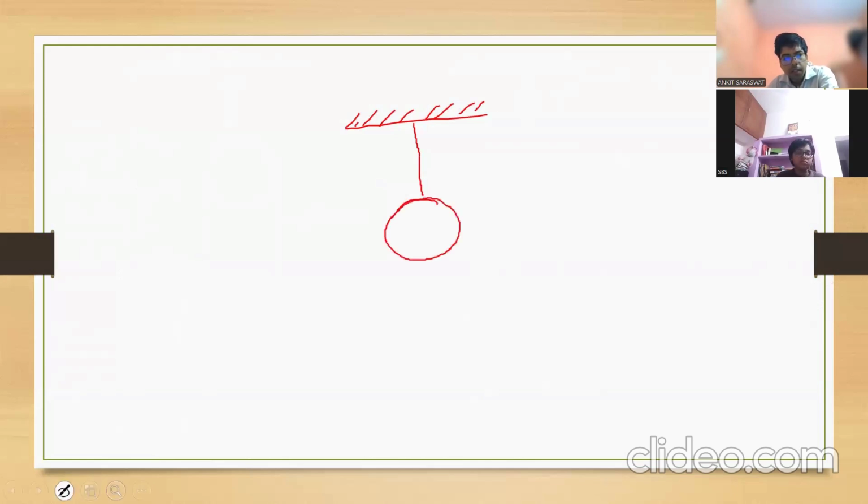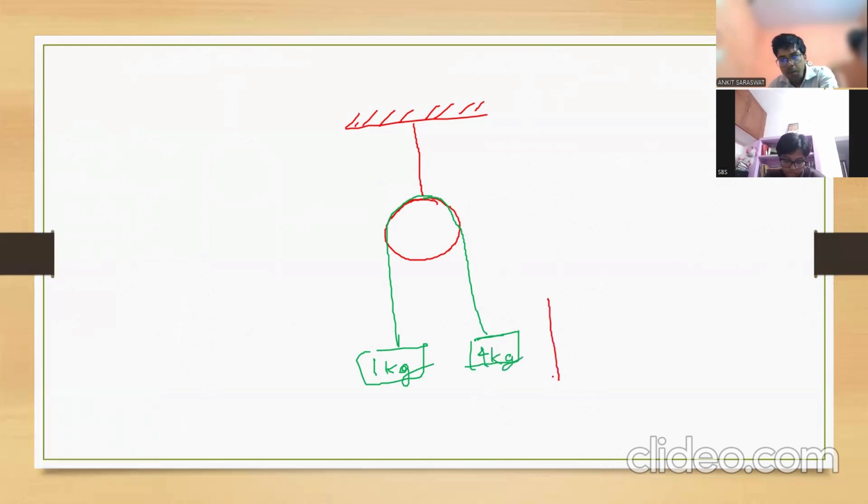Here the string is like that. This is a 1 kg block. This is a 4 kg block. Since the pulley is fixed, this 4 kg block will move down with acceleration A, and then the 1 kg block is going up with acceleration A.